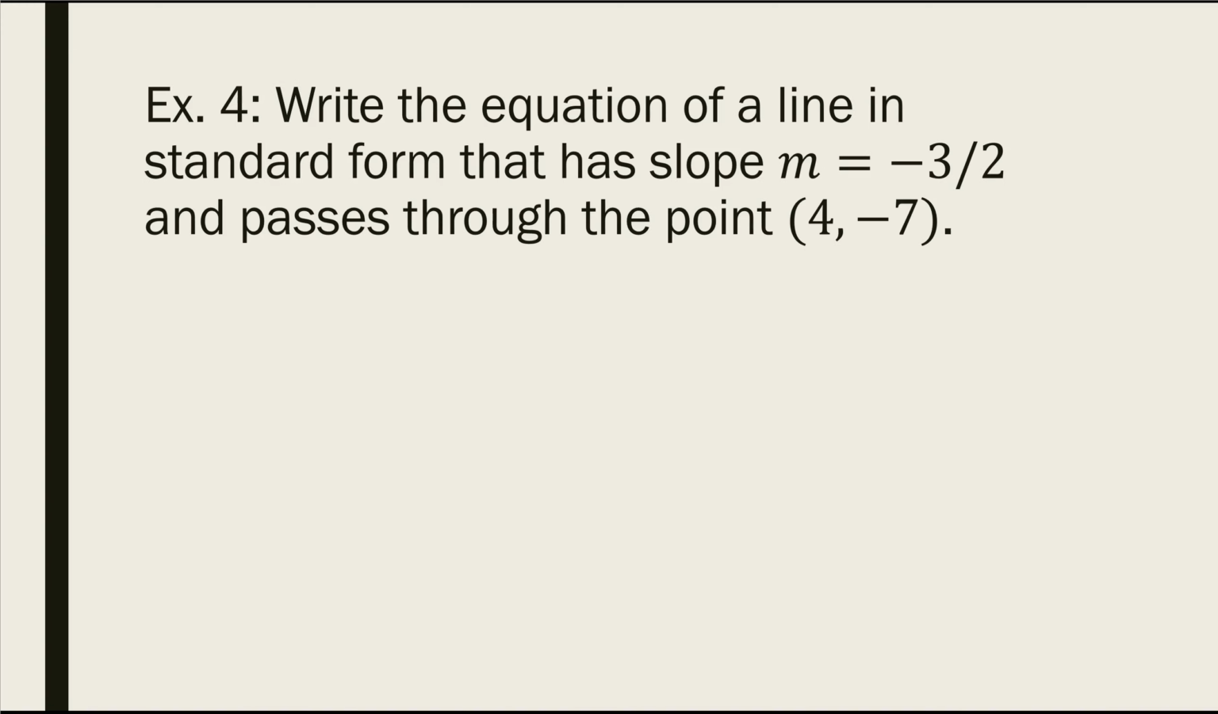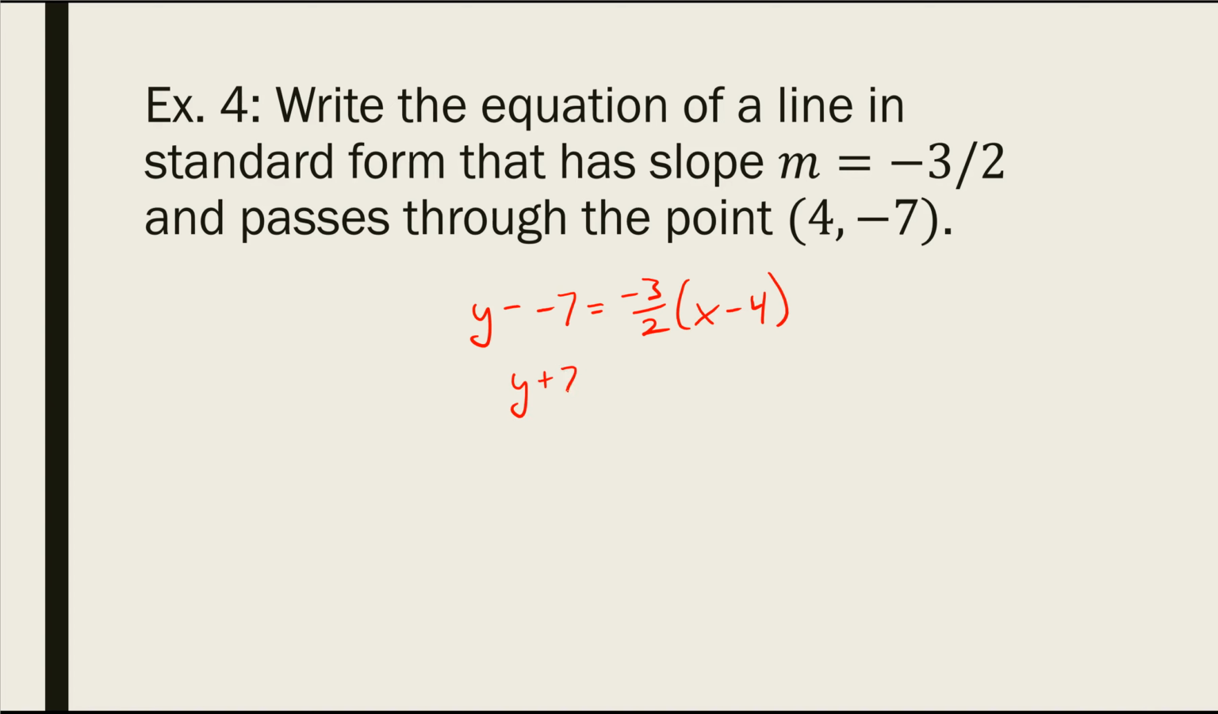One last problem, and then I swear I'm done. Write the equation of a line in standard form that has slope m equals -3 over 2 and passes through the point 4, -7. Okay, great. So you know you're plugging this into the point slope form. Awesome. Okay, let's clean things up.